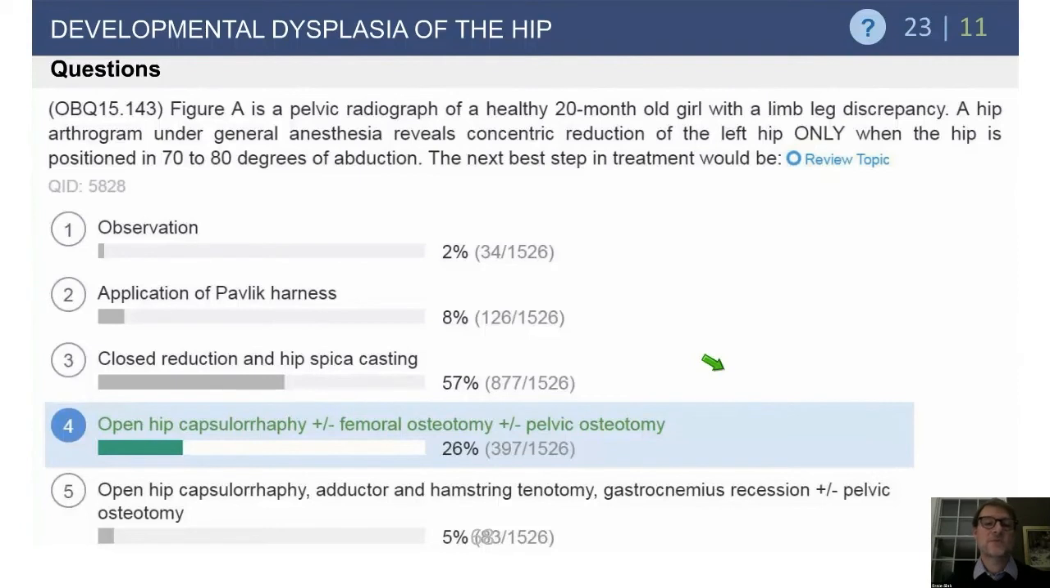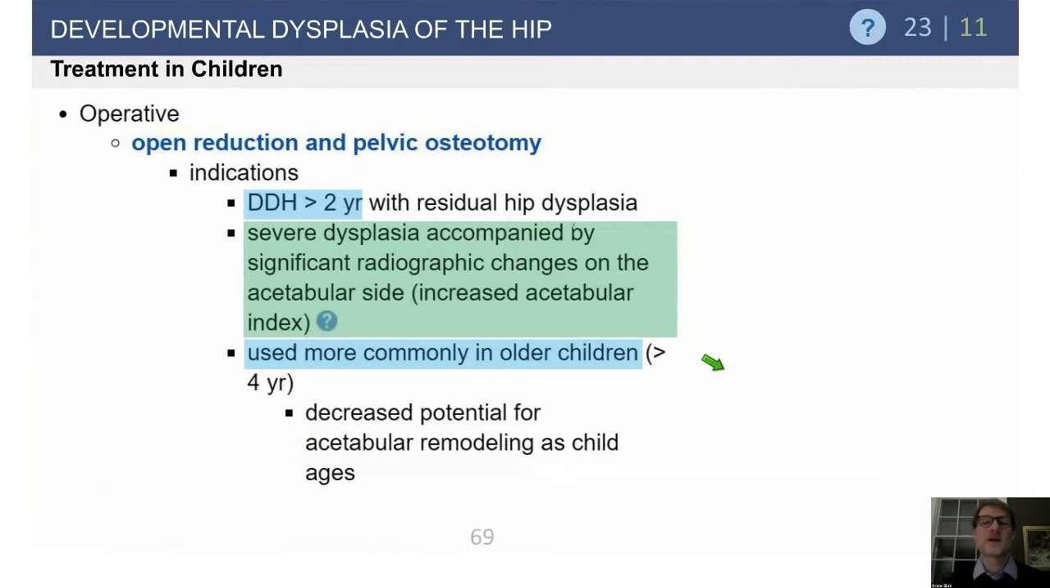So the answer to this is open reduction, capsulorrhaphy, with or without a pelvic osteotomy, or with or without a femoral osteotomy. Certainly in the older children, more than 2 years with severe dysplasia accompanied by significant radiographic changes, this needs an open reduction and a pelvic osteotomy. In any child over 30 months of age, we do a femoral shortening and a pelvic osteotomy at the time of open reduction. So from 18 months till about 2, you would do just the open reduction. When they become a little older, in walking age, you consider the acetabular procedure.